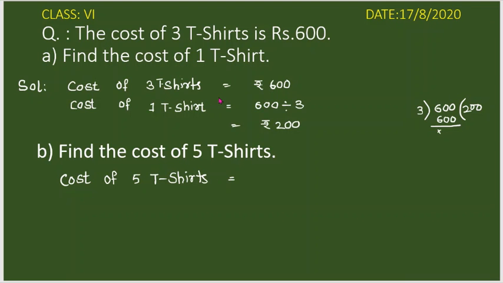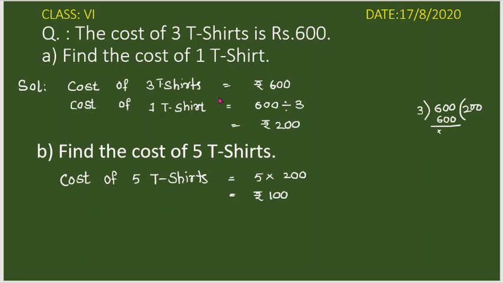In that way, cost of 5 t-shirts will be cost of one t-shirt 200 multiplied by 5. 5 must be multiplied by rupees 200. So 5 into 2, 10. 200 into 5, it gives us rupees 1000.